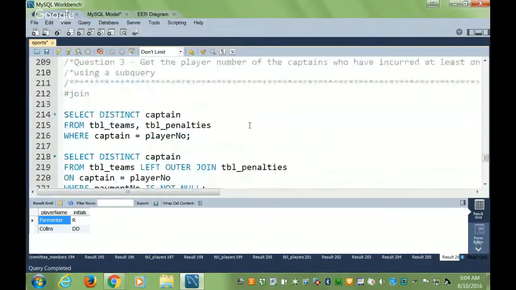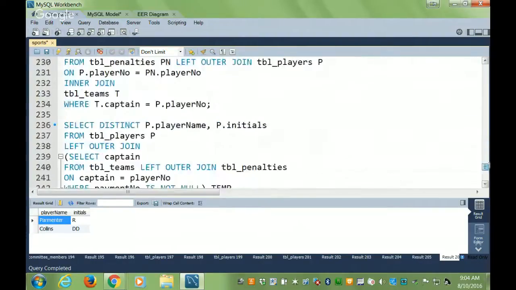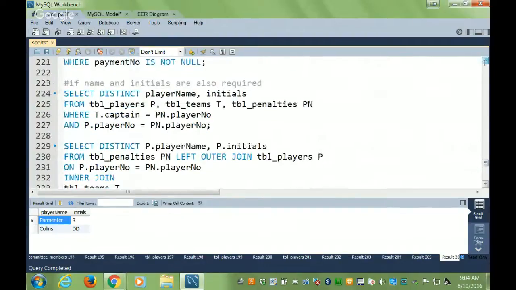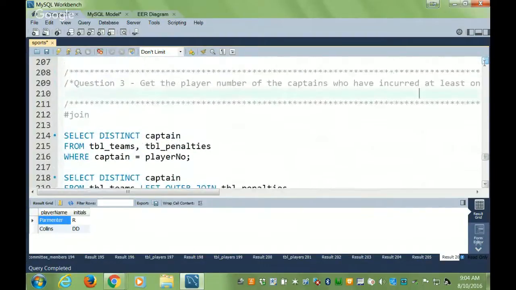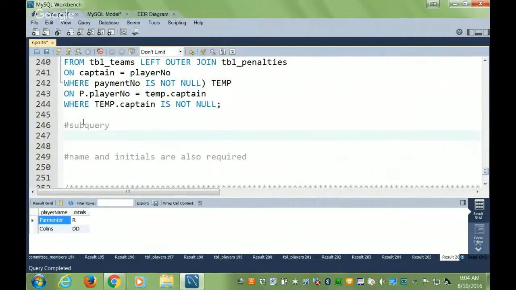Okay, so let's go back to the question. Get the player number of the captains. We'll remove this. Player number of the captains who have incurred at least one penalty. Oh, one penalty. So one penalty means they have a penalty. It becomes confusing when I read "at least" myself. Okay, this is an easy one. He's a captain and he has incurred one penalty at least.